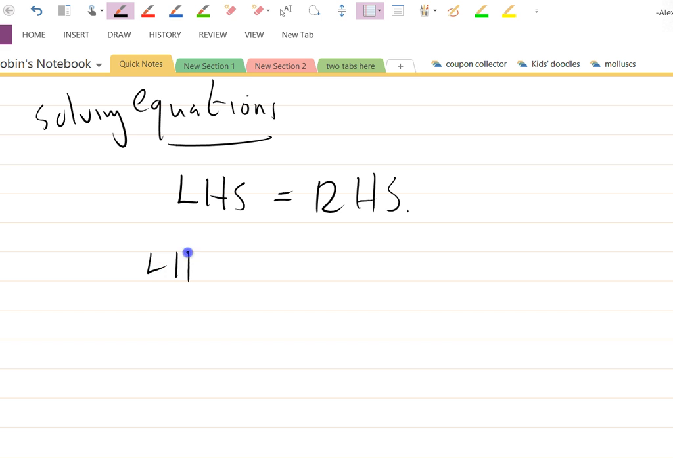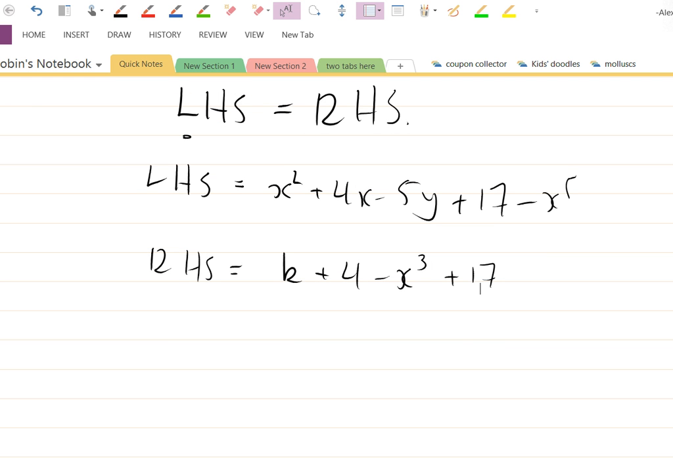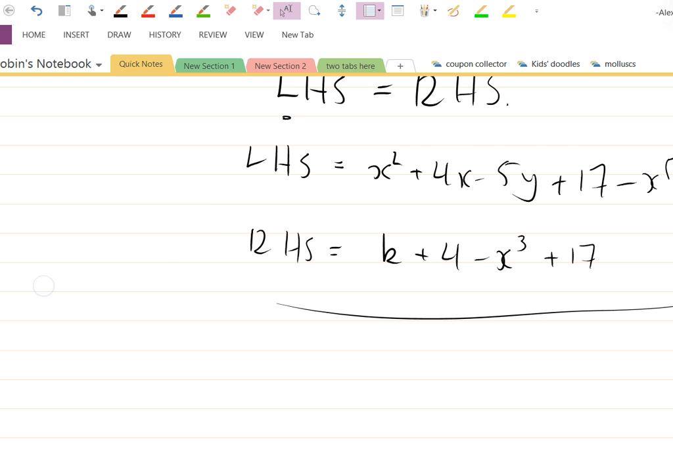So the left hand side, well, there it is on the left. It might be something like x squared plus 4x minus 5y plus 17 minus, I don't know, some complicated thing, x to the power 5. And the right hand side might be equal to k plus 4 minus x cubed plus 17. Some complicated thing equals some other complicated thing. And we want to find out what x is. And sometimes we can do it and sometimes we can't.